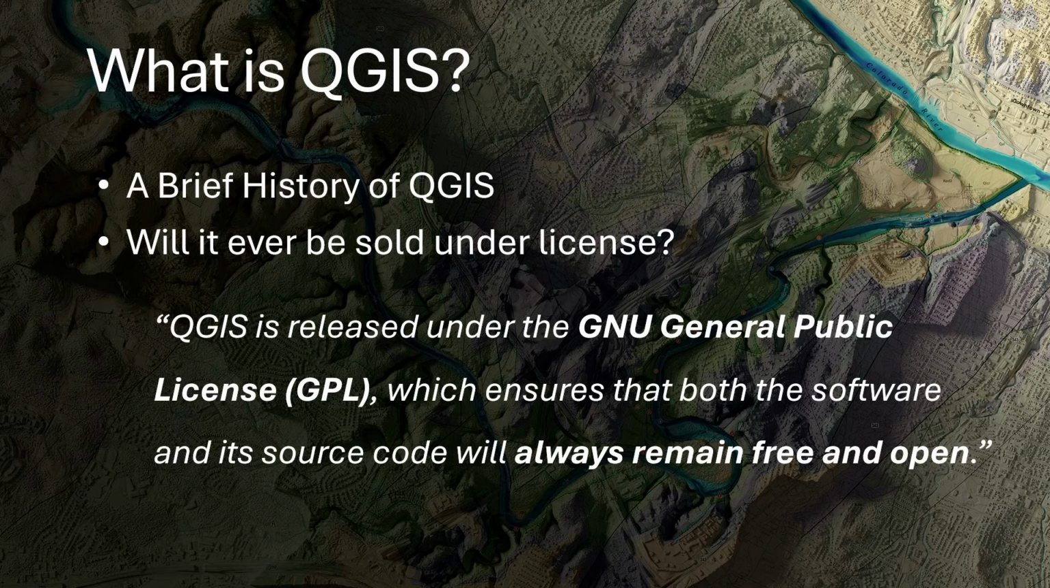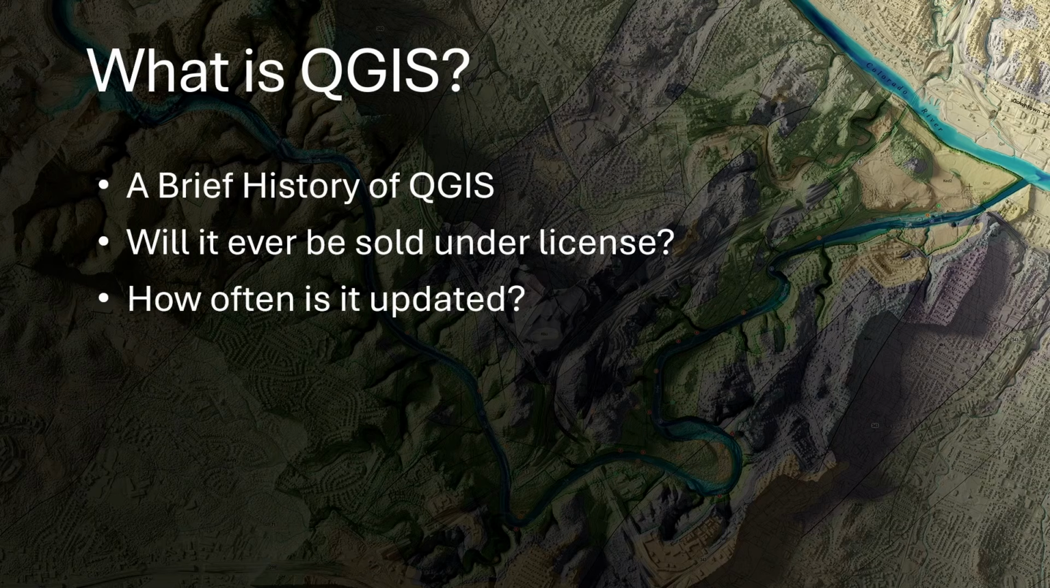Okay, your next question might be, how often is QGIS updated? Well, QGIS follows a predictable release schedule. It has regular releases. A new version of QGIS is typically released every 4 months, and these versions introduce new features, interface improvements, performance enhancements, and bug fixes. They're ideal for users who like to stay on the cutting edge and explore the latest tools as soon as they become available.